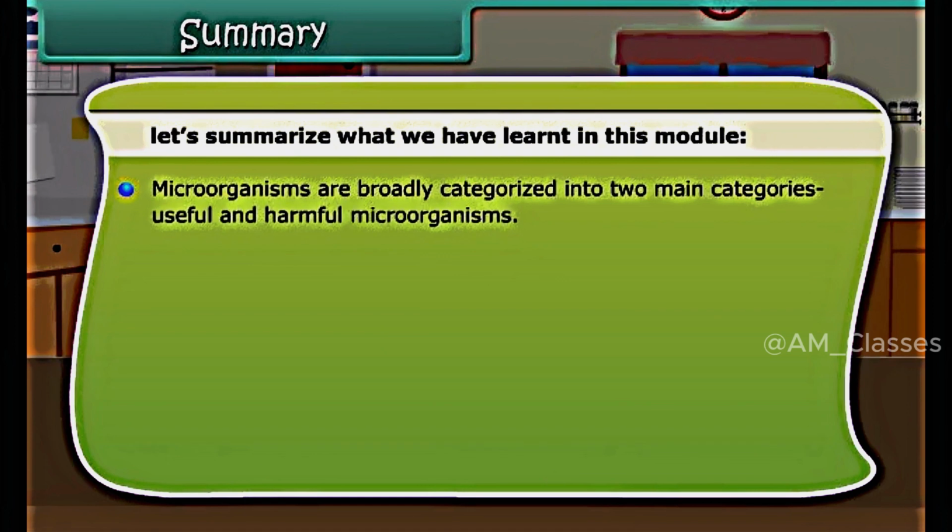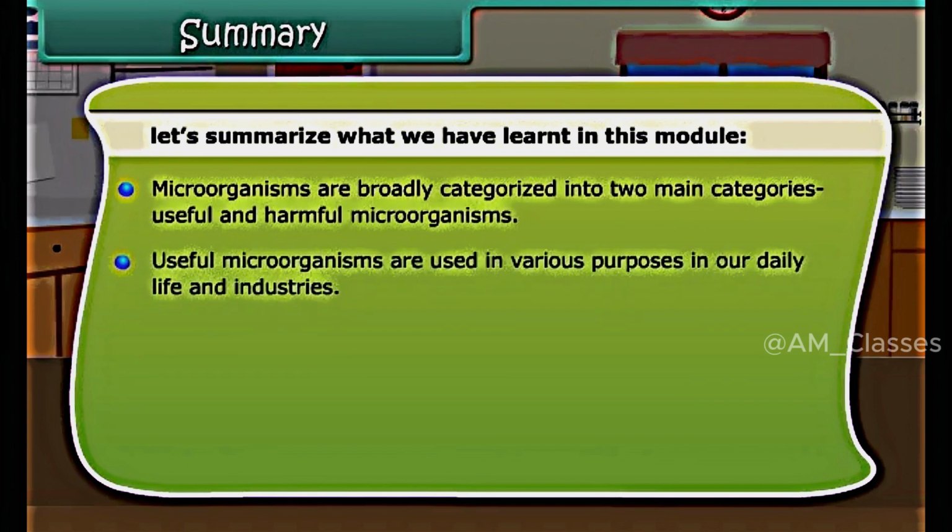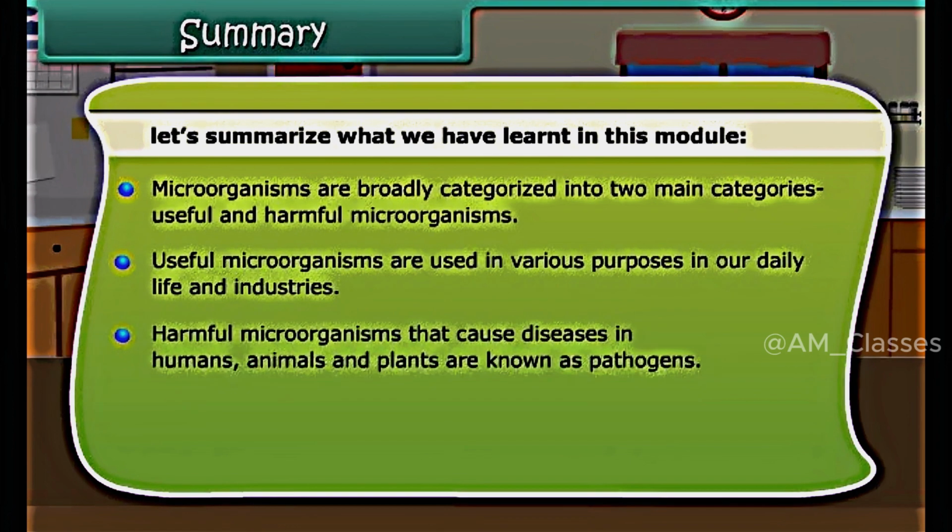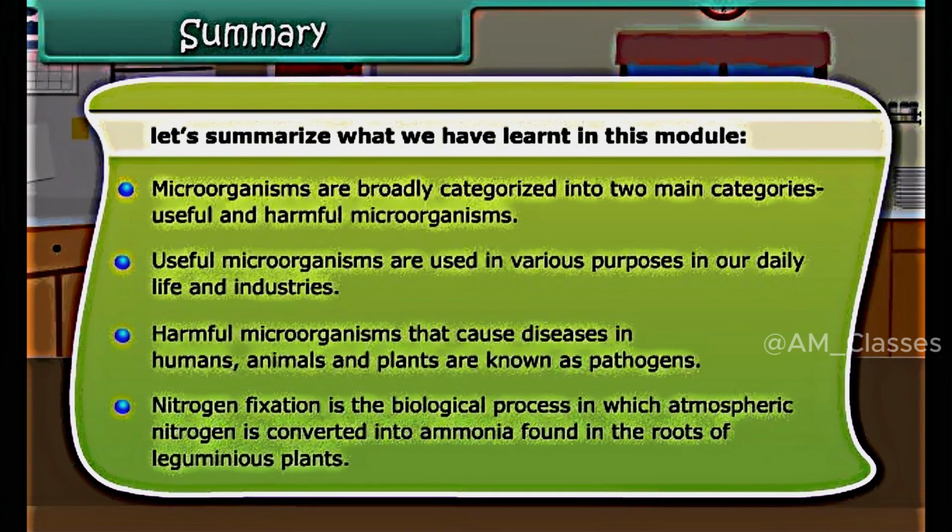Microorganisms are broadly categorized into two main categories: useful and harmful microorganisms. Useful microorganisms are used for various purposes in our daily life and industries. Harmful microorganisms that cause diseases in humans, animals, and plants are known as pathogens. Nitrogen fixation is the biological process in which atmospheric nitrogen is converted into ammonia found in the roots of leguminous plants.